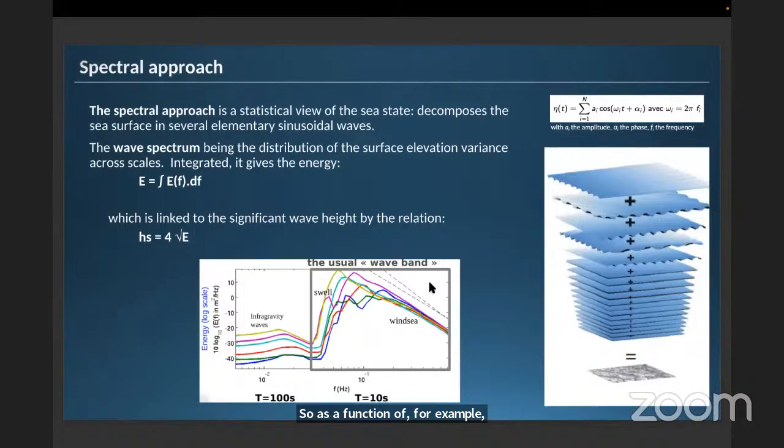And we can have different peaks in this spectrum representing the wind sea, the swell, the infragravity waves, or even the tide. And this spectrum is related to the significant wave height by this relation: significant wave height equals 4 times the square root of the integral of the spectrum. So this is a way to statistically represent the wave system, which is quite useful at large scales.